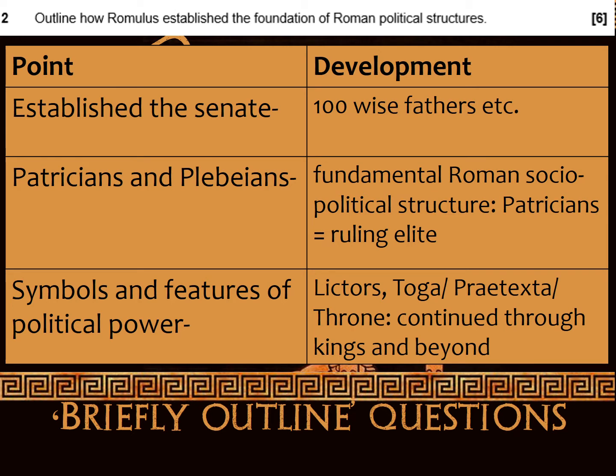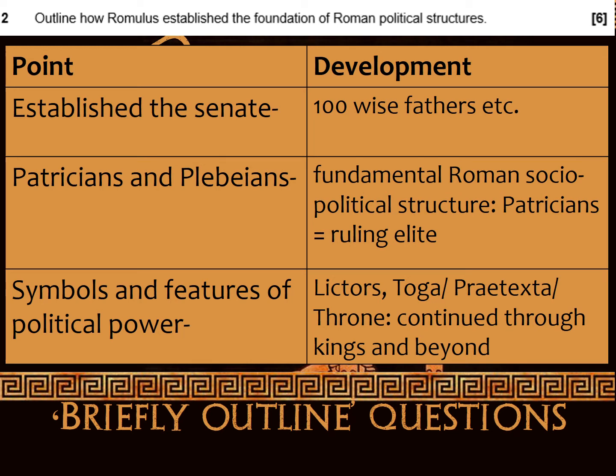But again, it's Romulus, so there's plenty to go on. It's almost like he was fictional in the amount of things he did. So you can see on the plan we've got 3 points again with development. The first point and the obvious point would be he established the Senate. And then the development was, this was 100 wise men or rich men known as the Fathers who were there to help him rule, not Rome.